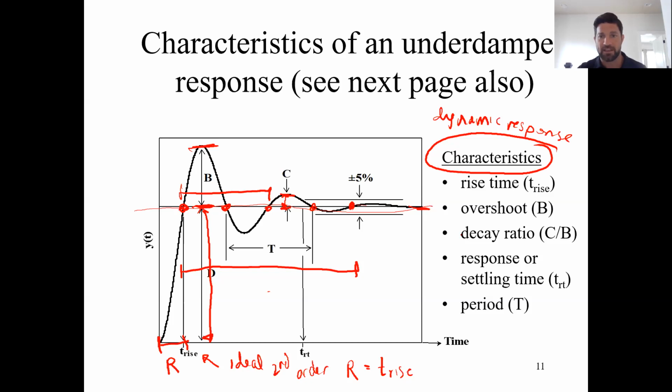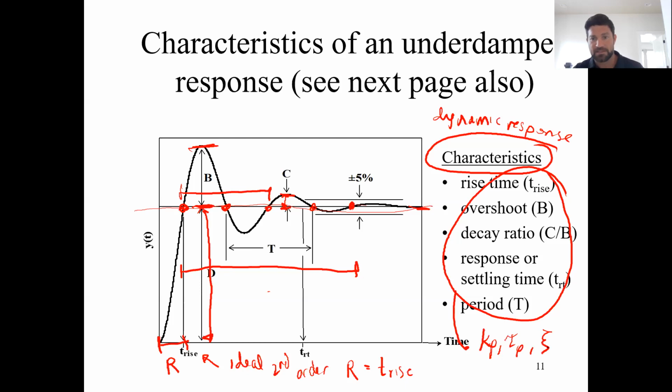There's also something called decay ratio, which is just shown here. For second order processes, we can relate these characteristics to each other, and then there is a set of equations. So if we have a process response, we can determine these parameters, and from these parameters, we can get Kp, we can get tau p, and we can get zeta for this process.